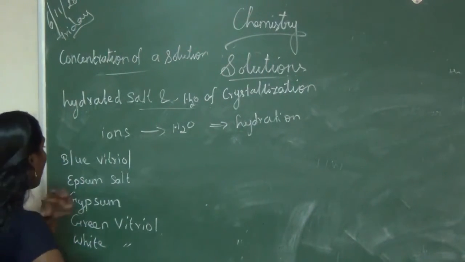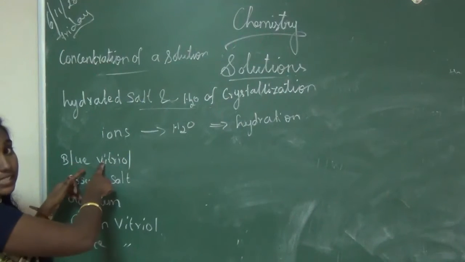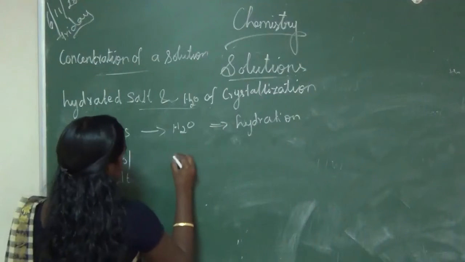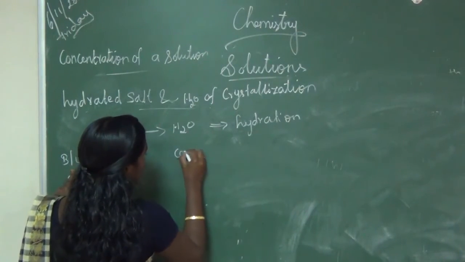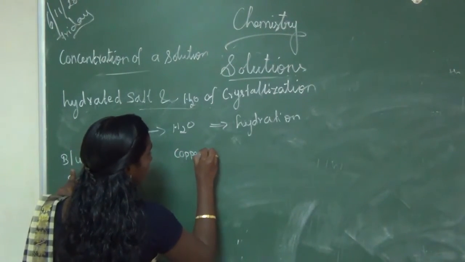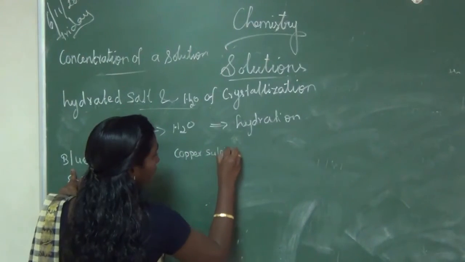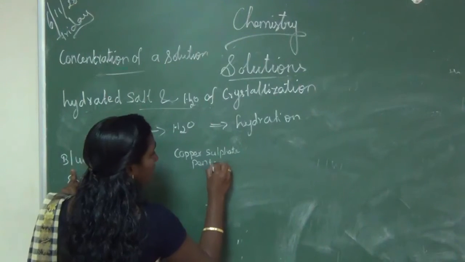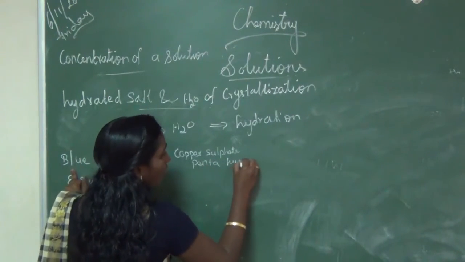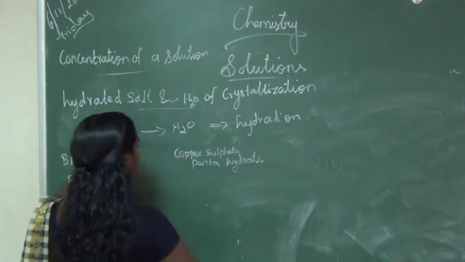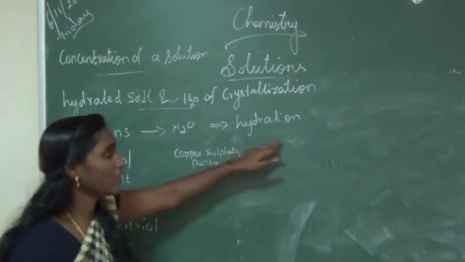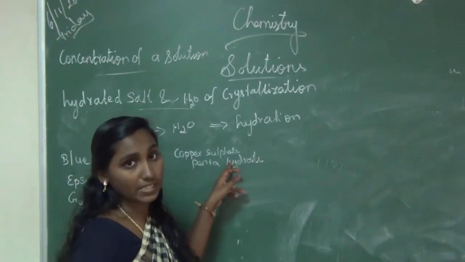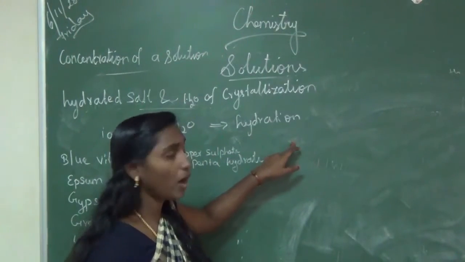Okay, molecular formula of this. The IUPAC name of this blue vitriol is copper sulfate pentahydrate. So listen, next we are going to write the molecular formula. This is the IUPAC name. Then next we are going to write the molecular formula.